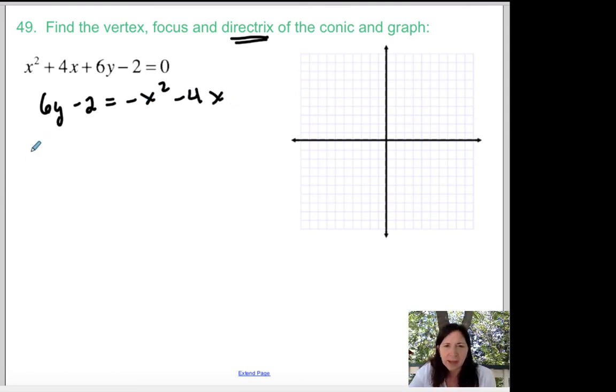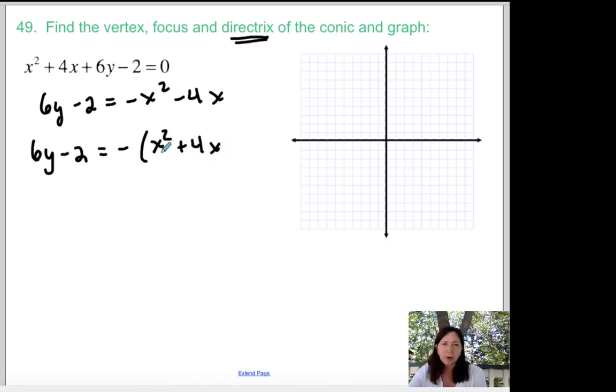I'm just going to leave it like that and factor out that negative sign. So 6y minus 2 is equal to negative times the quantity x squared plus 4x. Now, completing this square, because remember you have to take that factor out first, we're going to take half of my b term, so half of 4 is 2, 2 squared is 4. But you have to add the same value.